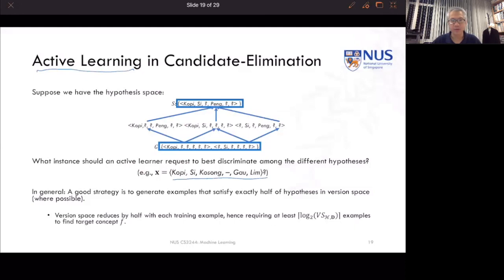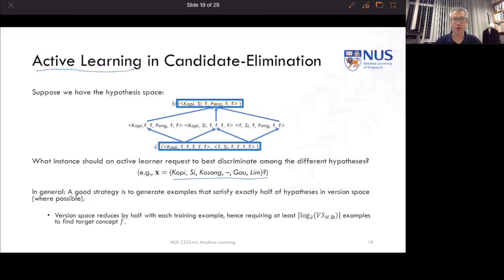So we're basically trying to cancel half of the hypotheses remaining in the version space with that particular example. This is exactly like the idea of binary search, where we're trying to reduce the version space as quickly as possible. In the optimal case, where we can get such instances, we require at most an upper bound of log 2 of the version space size to find the actual target concept F.